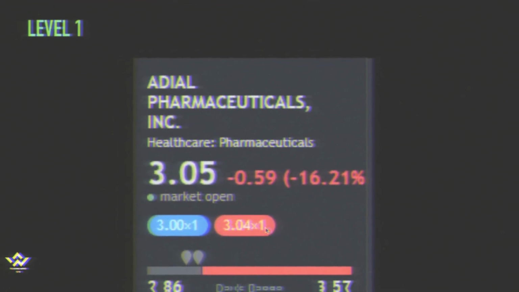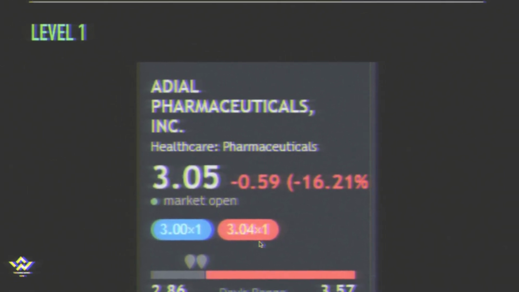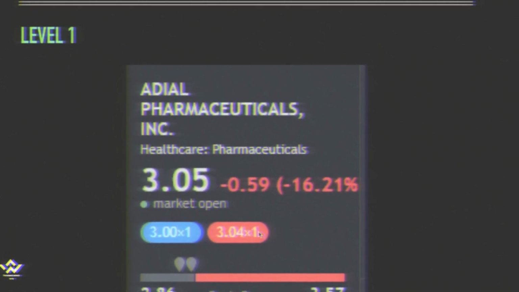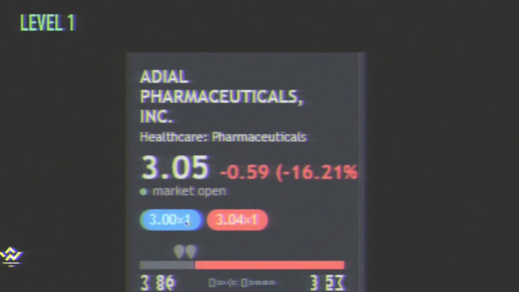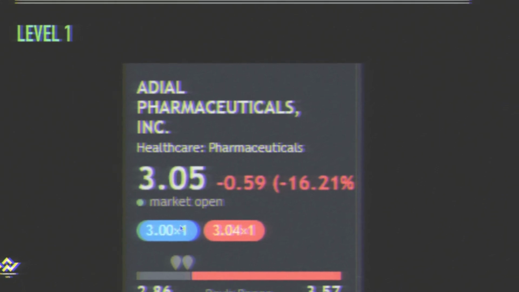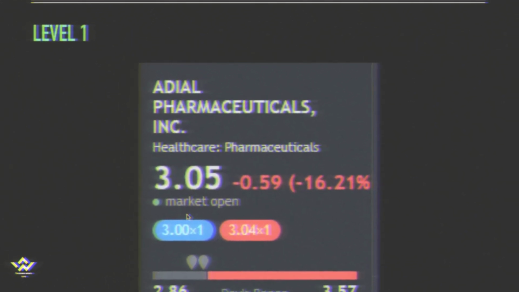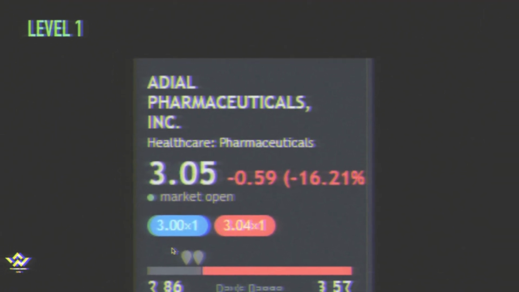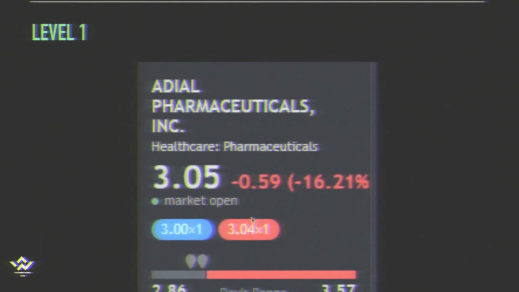The numbers next to these prices are the number of shares that are available at each price, and these are shown as a multiple of 100. So this one right here is 100 shares, and this one right here is 100 shares. And these numbers are a collection of all shares available. It could be one buyer with 100 shares or 100 buyers with 1 share. So in our example here, the best price that someone is willing to pay for the stock is at $3 for 100 shares. And the best price that someone is willing to sell the stock is at $3.04 with 100 shares.